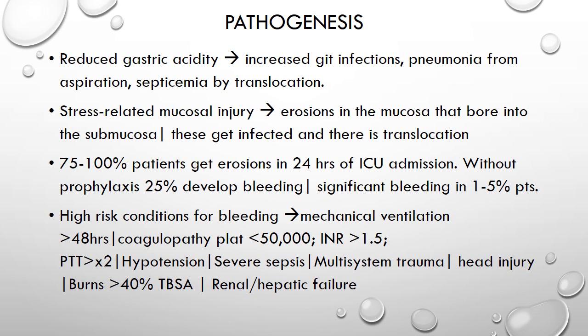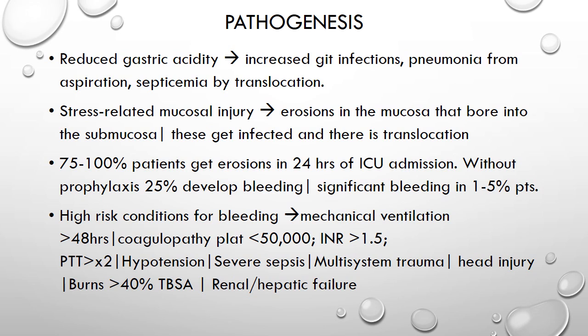When there is a reduced gastric acidity, again which occurs because of reduced gastric blood flow, there is an increase in GIT infections. When the patient is intubated or even otherwise, there is some degree of aspiration, and pneumonia can occur from this aspiration. There could also be septicemia due to the bacterial translocation by the mechanisms explained earlier. The stress-related mucosal injury erodes into the mucosa, bores into the submucosa. Thus now there is infection and translocation.